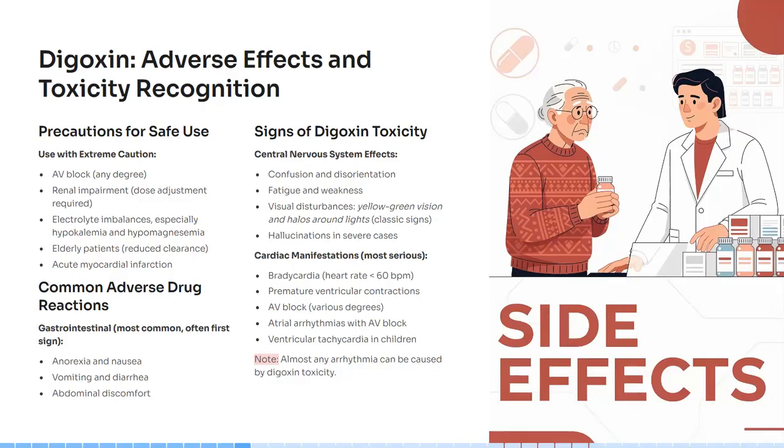You use it with extreme caution for those who have renal impairment. We talked about that. Dose adjustment is going to be needed. Also with electrolyte imbalances, especially if they have hypokalemia or hypomagnesemia. Elderly patients, of course, because they may have a reduced clearance. And in patients with an acute MI.